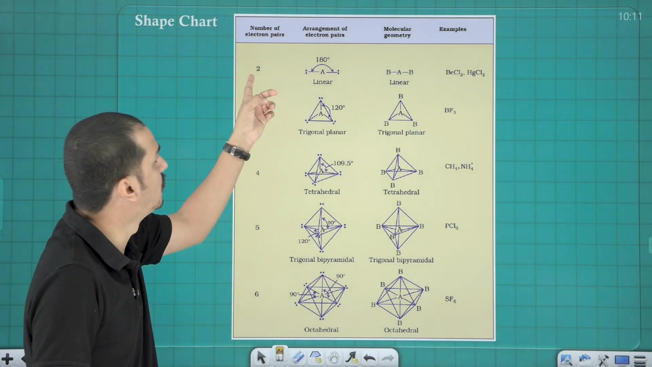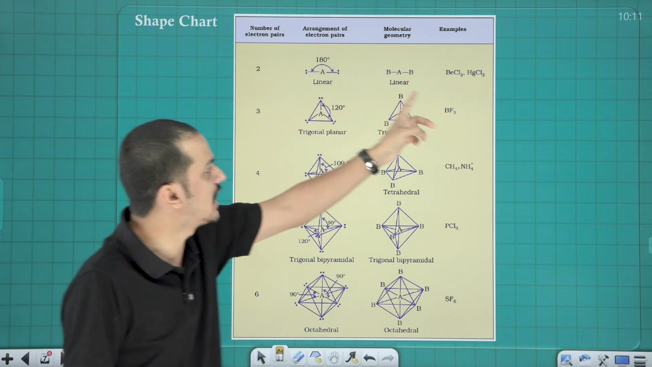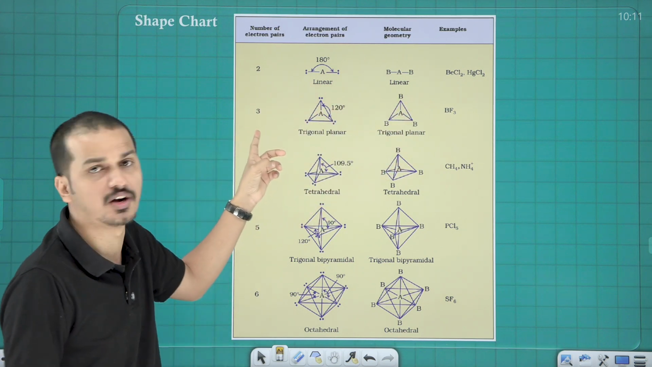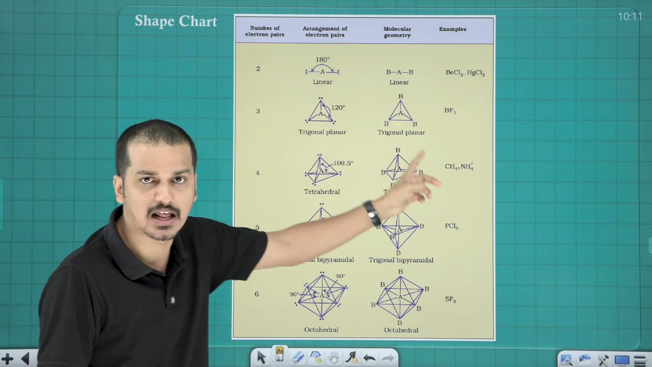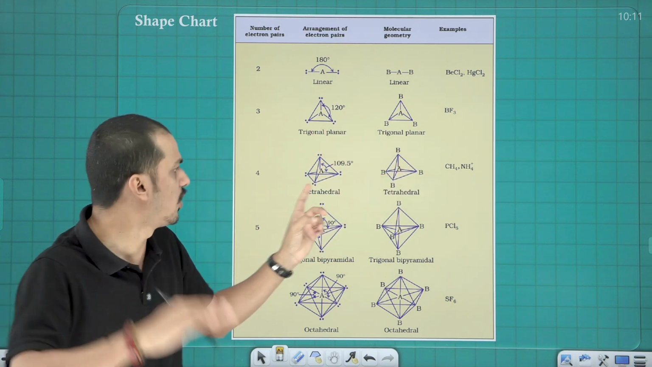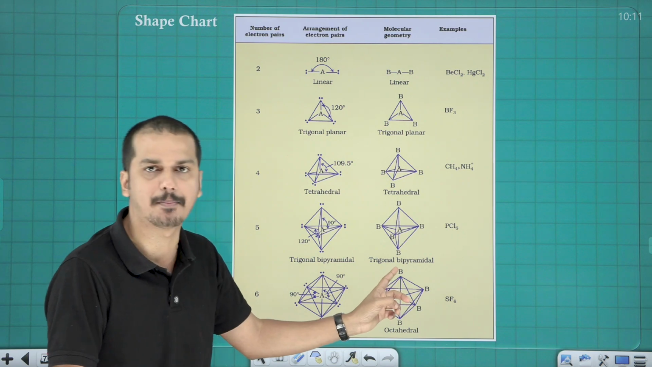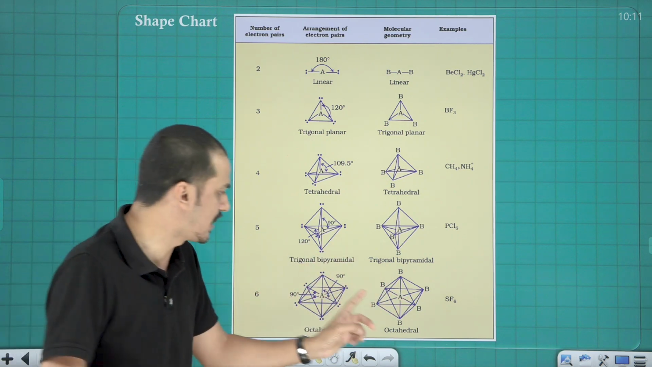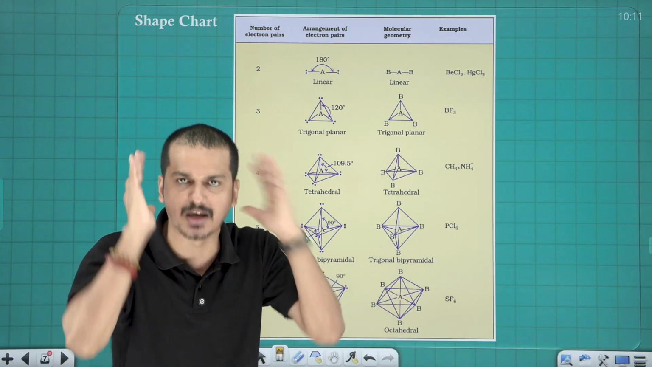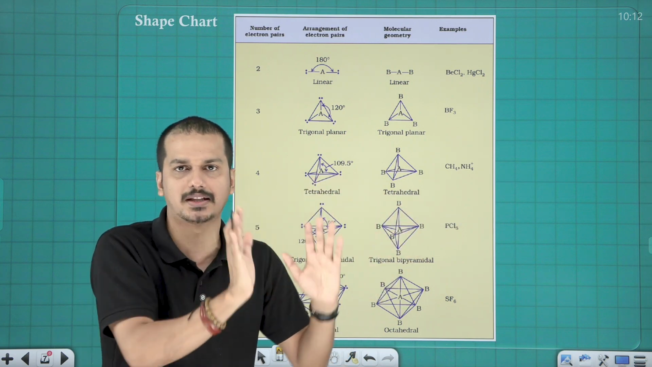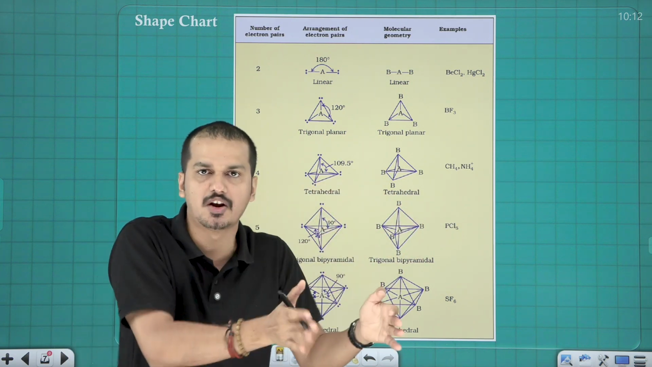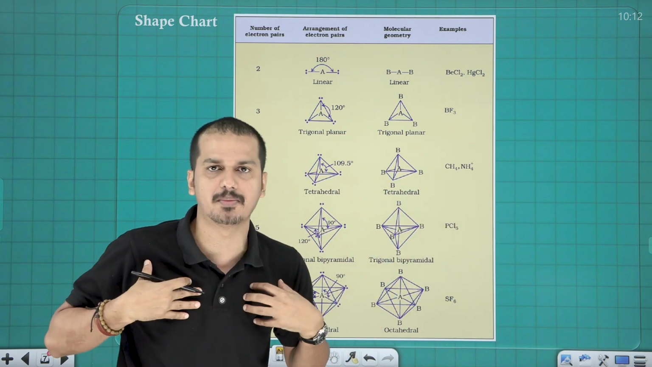If 2 bond pair, no lone pair, its shape is linear. 3 bond pair, 0 lone pair means trigonal planar. 4 bond pair, 0 lone pair means tetrahedral. 5 bond pair, 0 lone pair means trigonal bipyramidal. 6 bond pair, 0 lone pair means octahedral. That idea we must remember: this many bond pair, this many lone pair, this will be the shape.